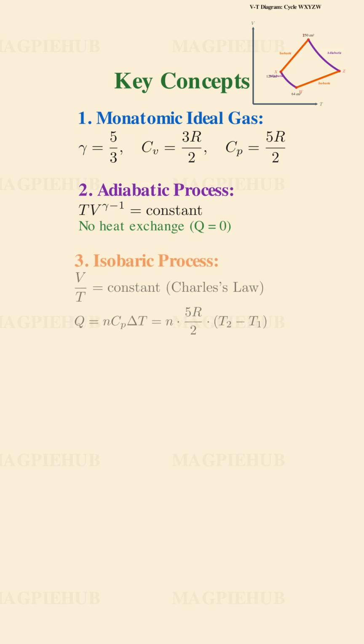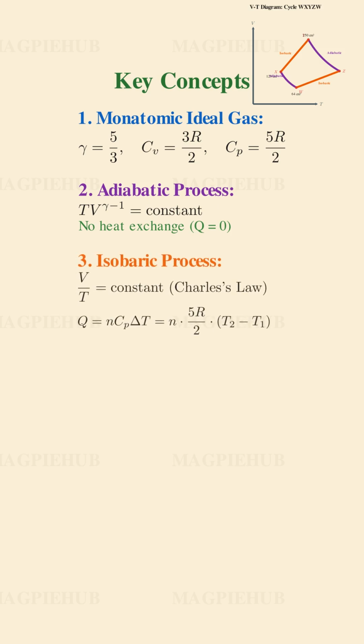There is no heat exchange in an adiabatic process. Third, for an isobaric process, that is constant pressure, V over T is constant, which is Charles' law. The heat absorbed is Q equals n Cp delta T.